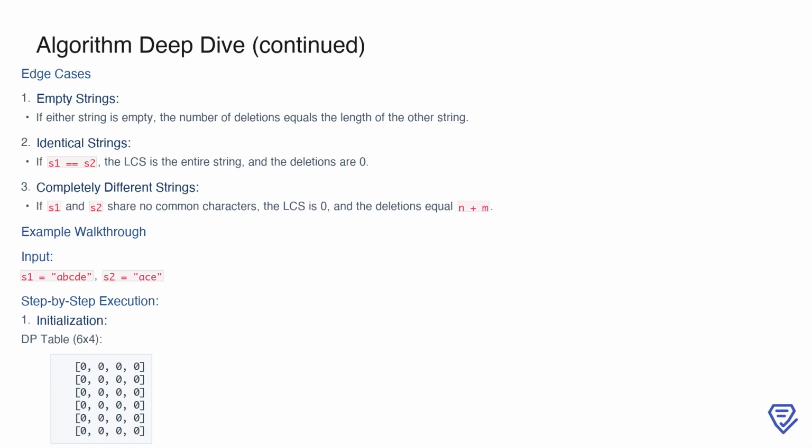To better understand the mechanics, let's walk through an example. Suppose the two input strings are s1 equals ABCDE and s2 equals ACE. We start by initializing a DP table with dimensions 6 by 4, because the lengths of s1 and s2 are 5 and 3, respectively. Initially, the table is filled with zeros, representing the base case where the LCS for any string with an empty string is 0.